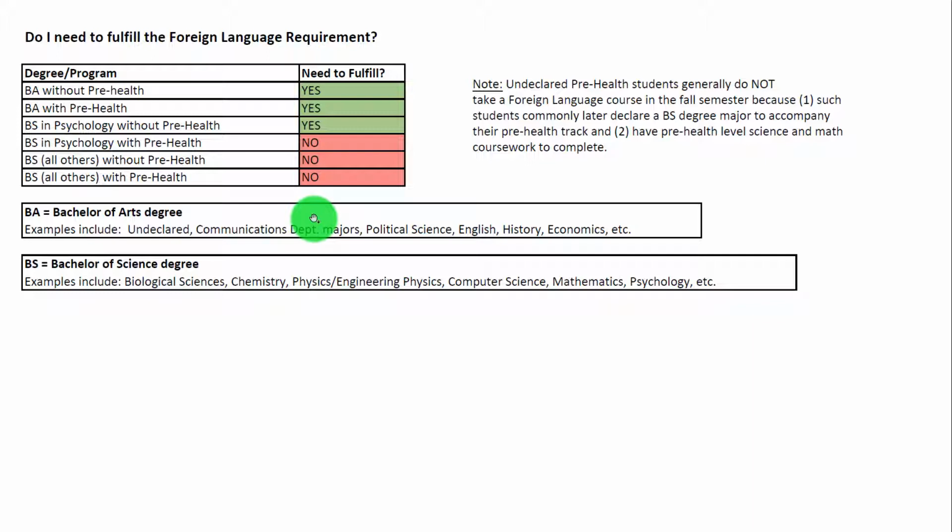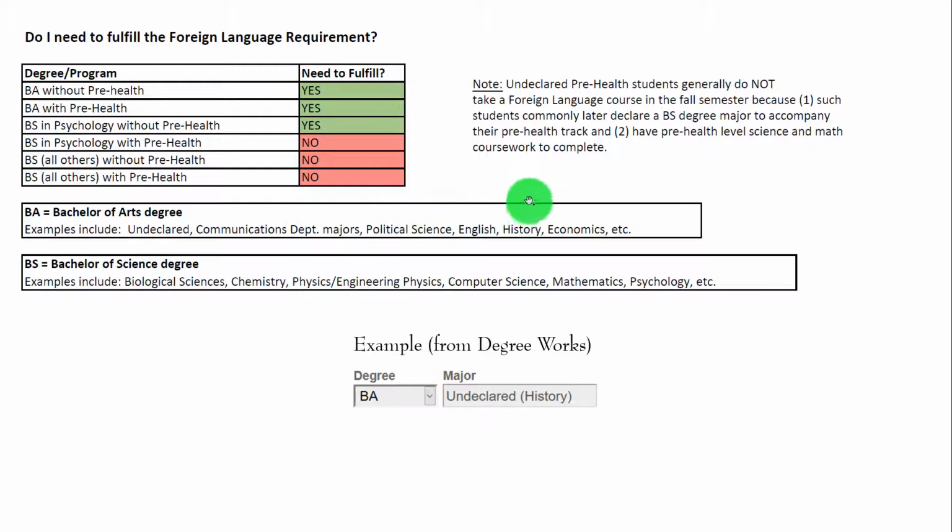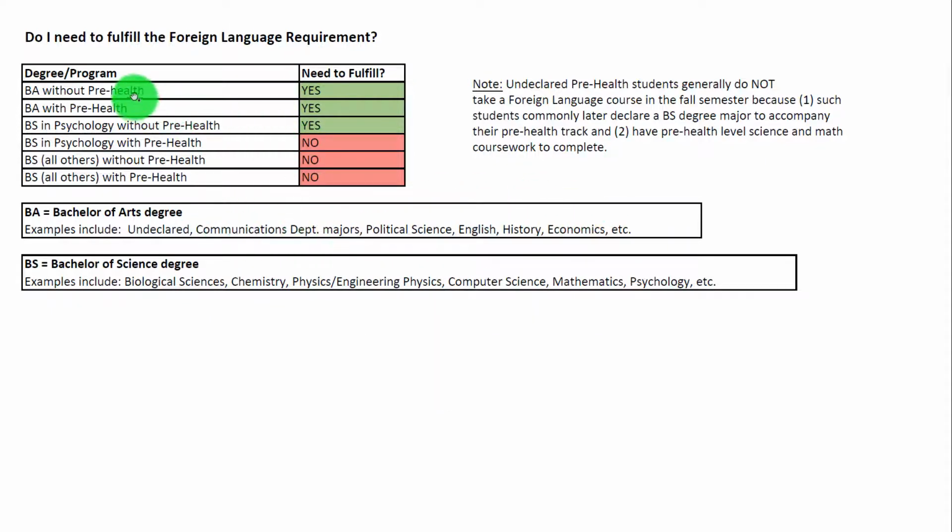Note that this also applies to the category of students who have undeclared with the name of a major in parentheses listed as their current major. This is how, for incoming students, we list your potential interest in a degree program. You wouldn't be fully declared into a political science major or a history major, but your degree works and your transcript would say undeclared parentheses history. So that would all fall into this category here. So if that is you and you are not pre-health, you do need to fulfill the language requirement.